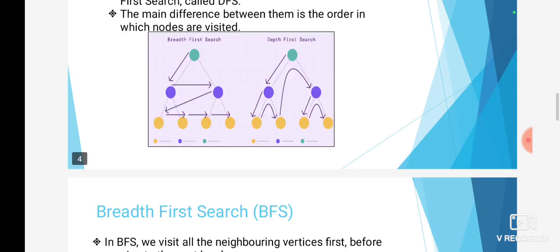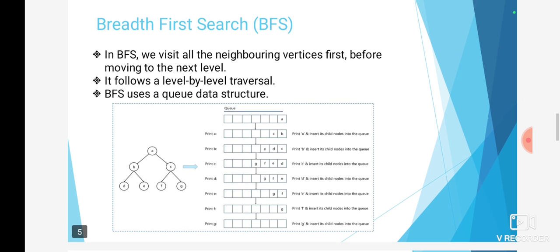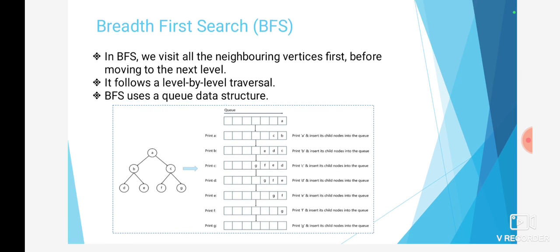Breadth first search. In breadth first search, we visit all the neighboring vertices first before moving to the next level. It follows a level by level traversal approach. BFS uses a queue data structure which follows the first in first out principle.